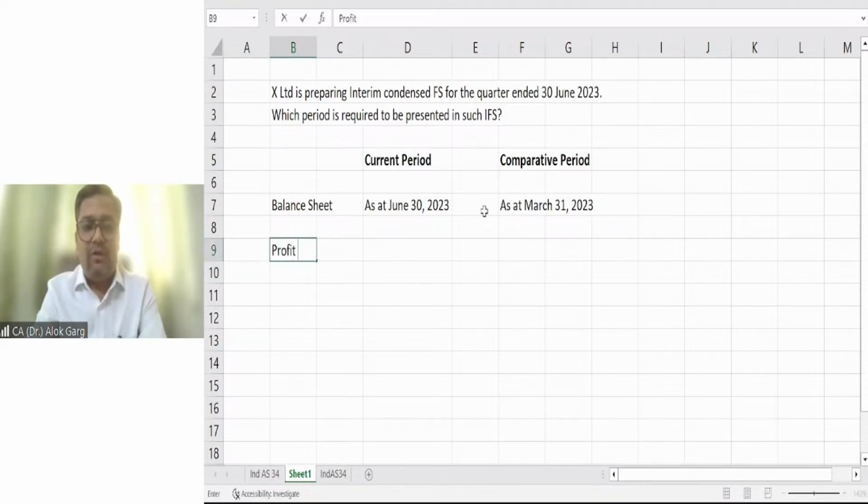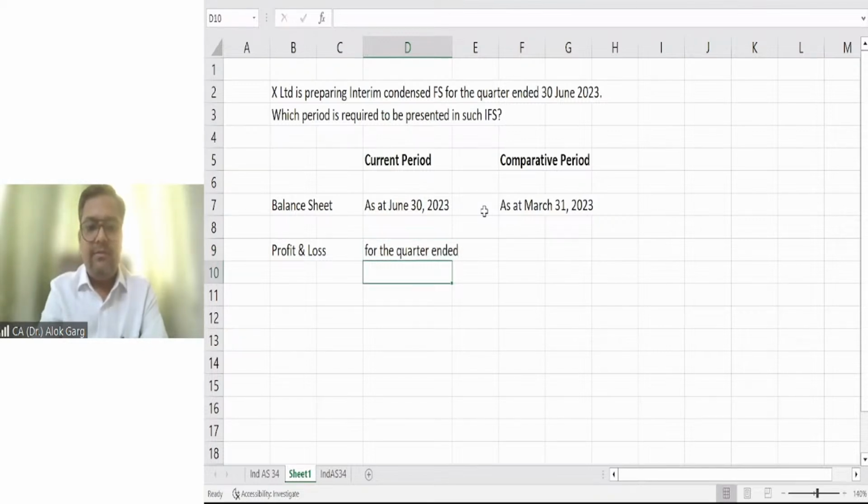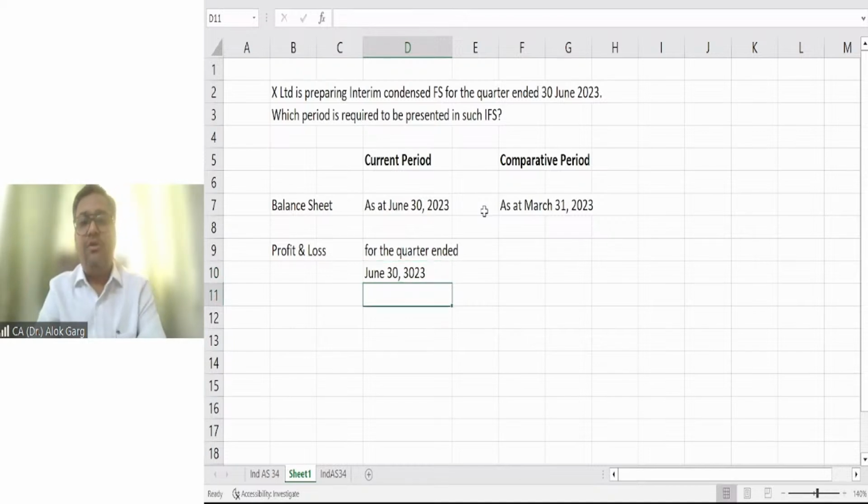What about profit and loss? Profit and loss is for the quarter ended June 30, 2023. This is not your financial position. This is your financial performance.